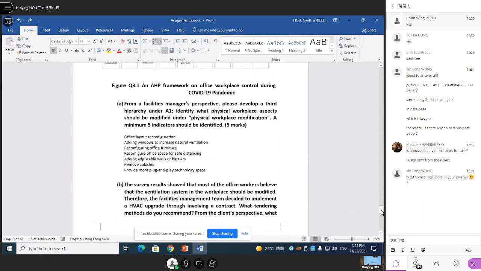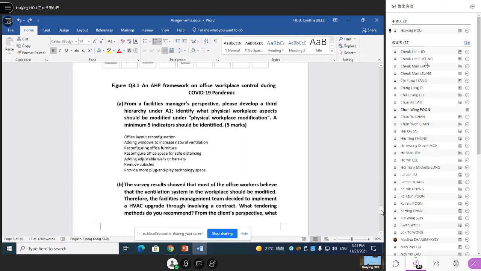But I just want you to understand that you need to think about this in practice. If you really work in an office, aside from touching the system part of a building, you can manage the space as well. So physical workplace modification means you can manage the space. How do we manage a space? We can enlarge the room. We can chop the room into small rooms, right? That's one way to manage space.